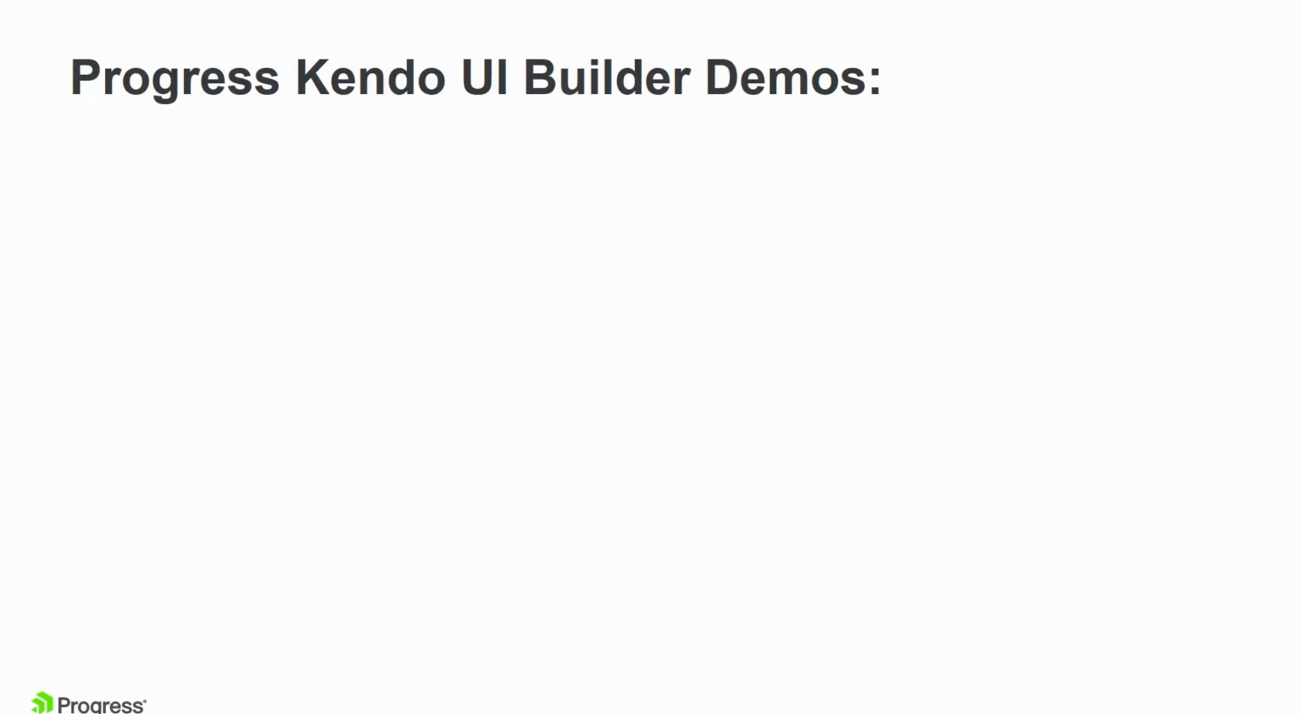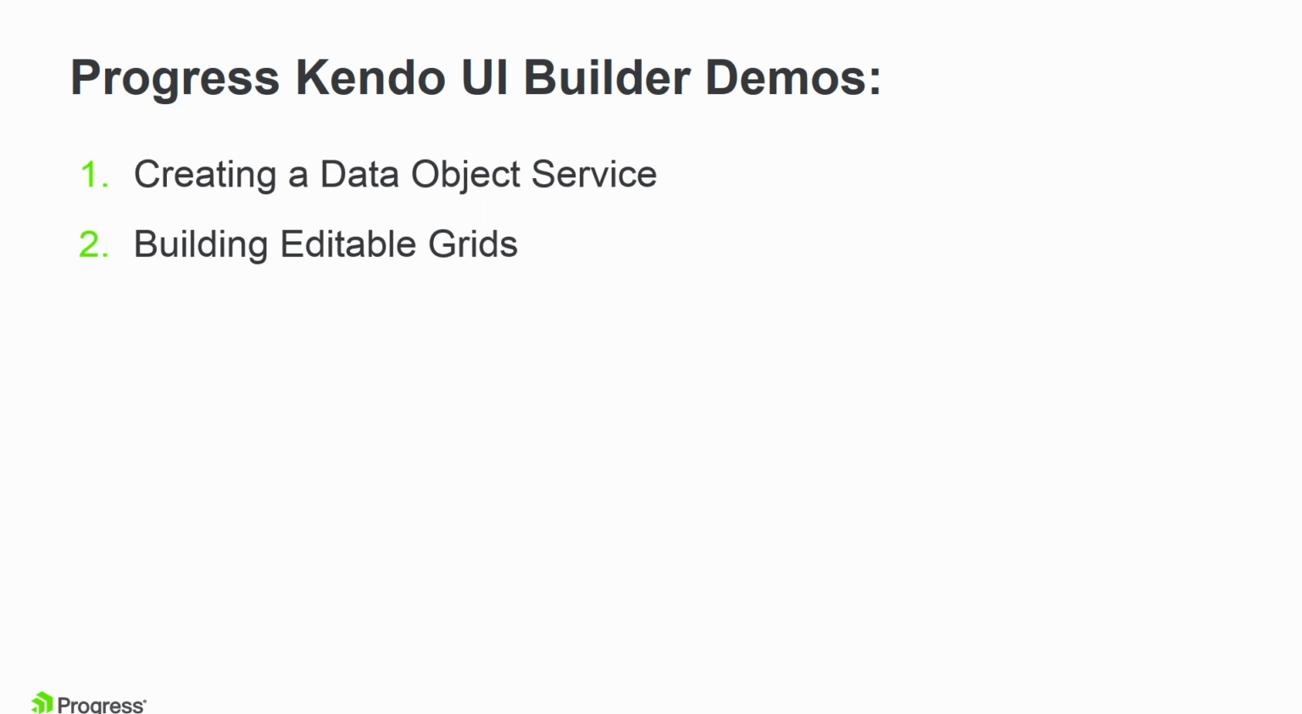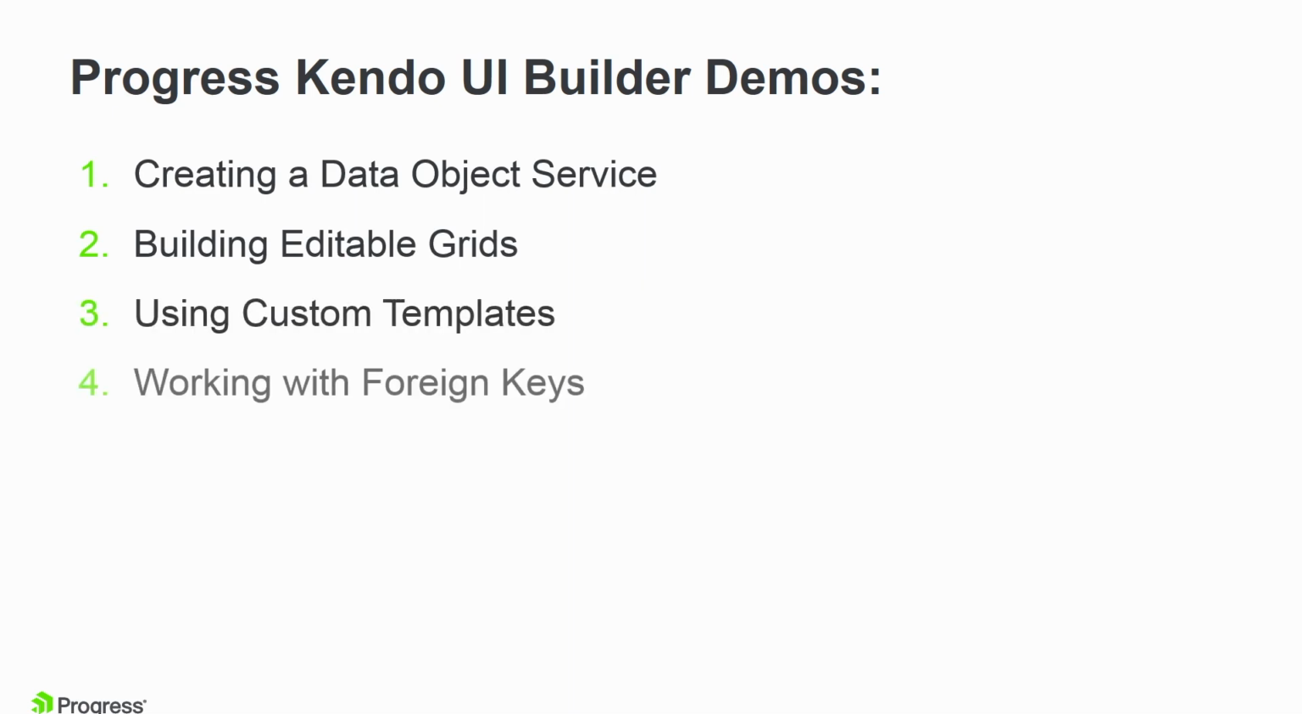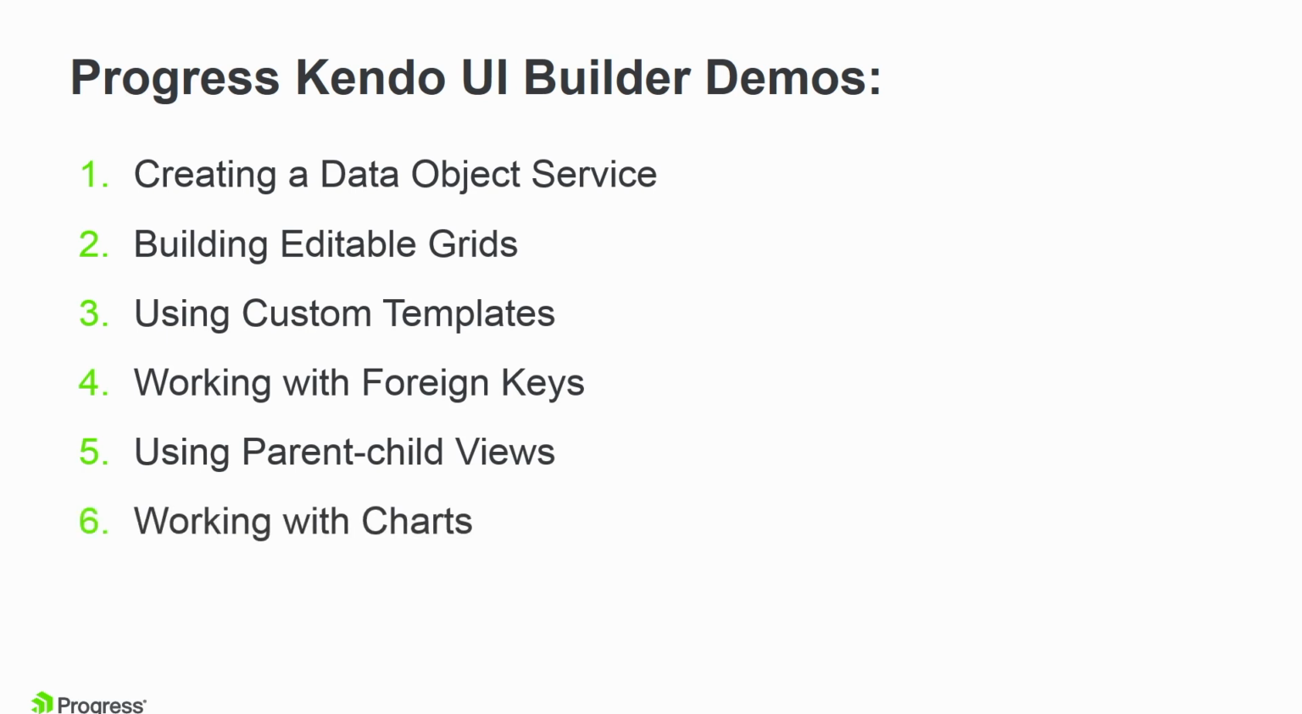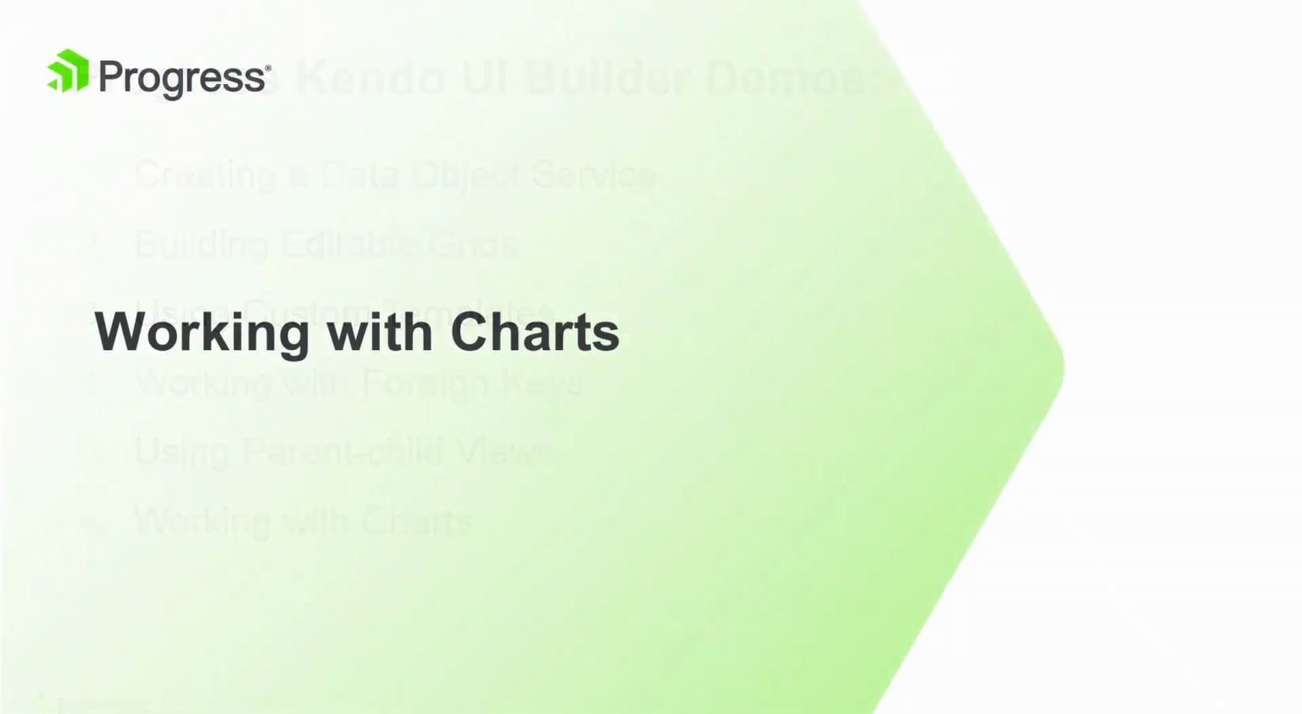In this series, we will demonstrate how to use the basic capabilities of Kendo UI Builder. This includes creating a data object service, building editable grids, using custom templates, working with foreign keys, parent-child views, and working with charts. Each video is about 10 minutes long and can be watched individually or as a series. Let's get started. In this session, you will see how to work with charts in Kendo UI Professional.